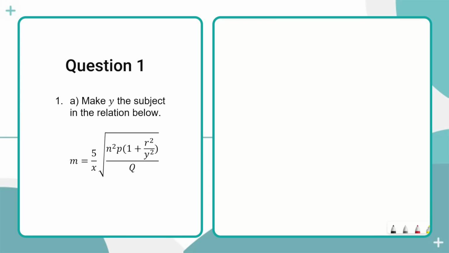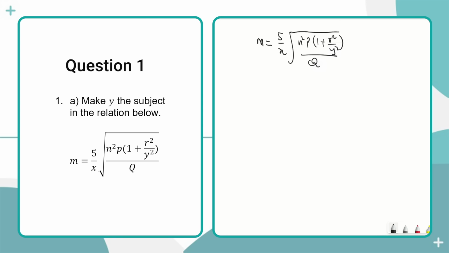So we'll write out the question. The question says that we want to make y the subject of the relation. So the relation is m equal to 5 all over x, times the square root of n squared p, bracket open 1 plus r squared all over y squared, all this over q.